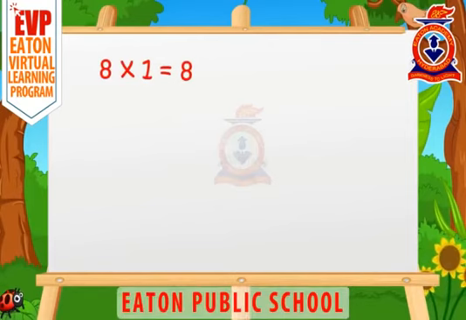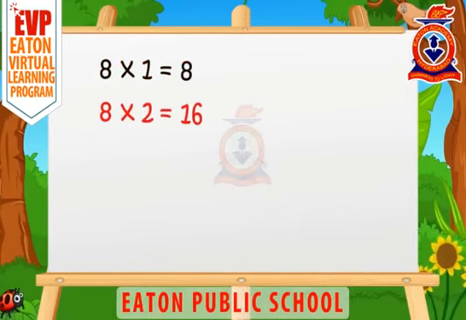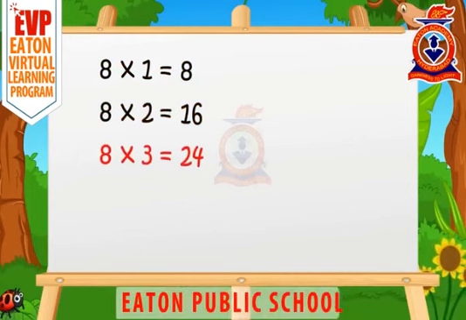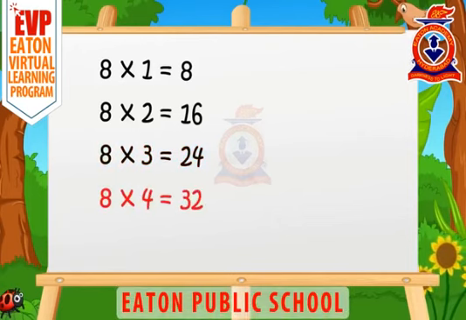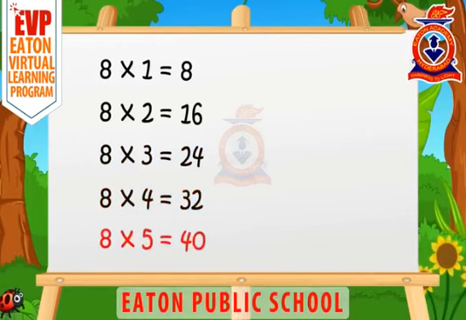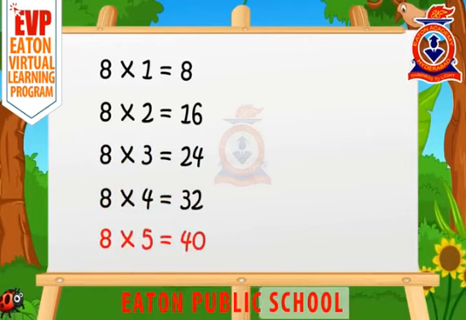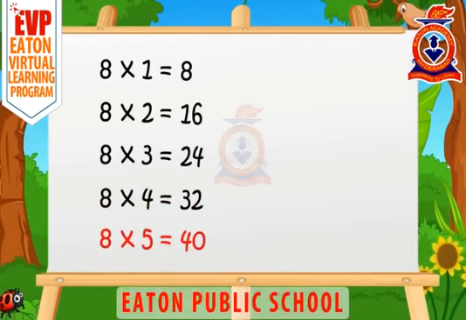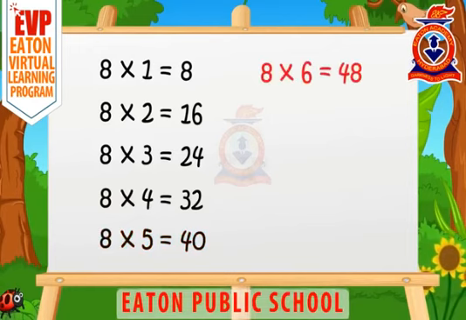8 twos are 16. 8 threes are 24. 8 fours are 32. 8 fives are 40. 8 six are 48.